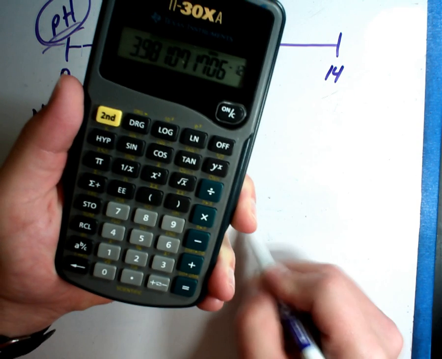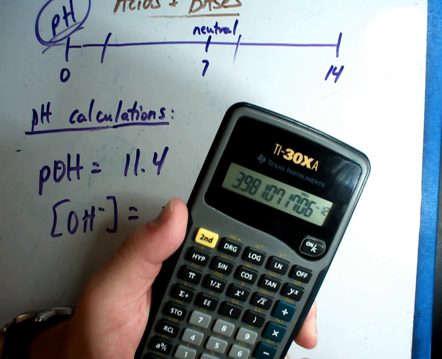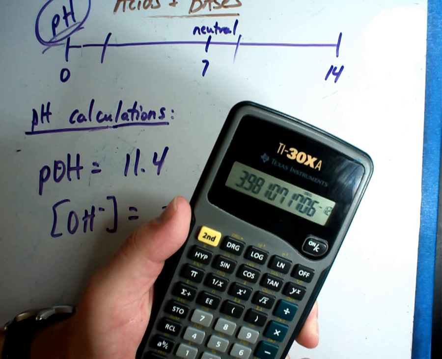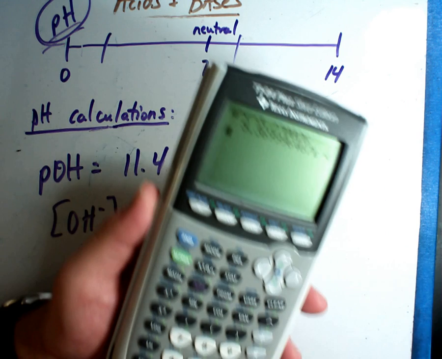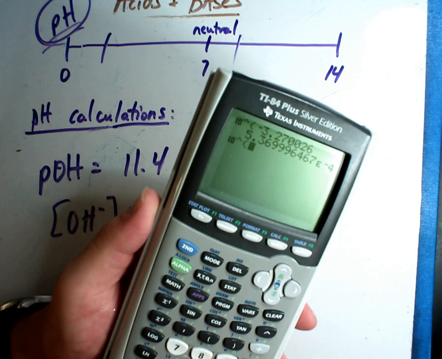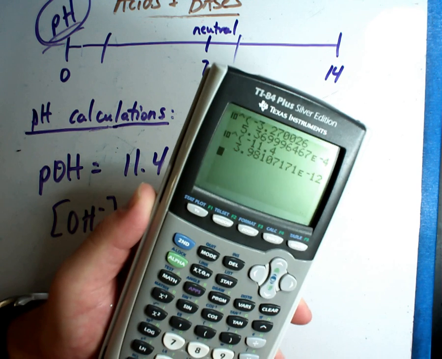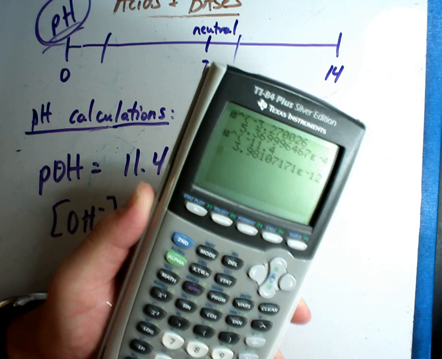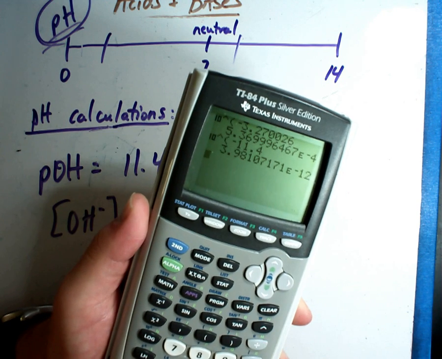3.981 times 10 to the negative 12th. You should be able to see that on the screen. I rounded to about 4 decimals. Let me try it on my other calculator. 10 to the x of negative 11.4. Bang. 3.981 times 10 to the negative 12. I'll hold it still for a second so you can see it. Both calculators give me the same answer.